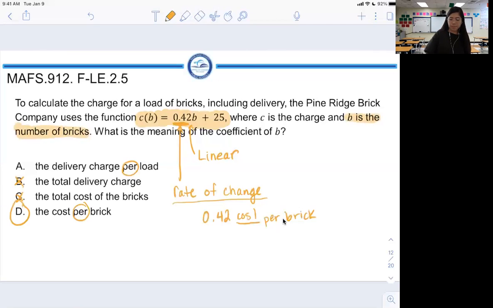Miss, A is asking for like the y-intercept, basically 25, right? Which one? A? Yeah, A. Yeah, it seems like 25 would be the delivery charge because that's kind of like the added amount that you pay extra.